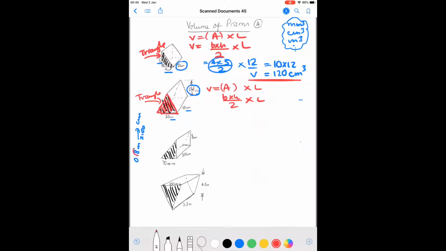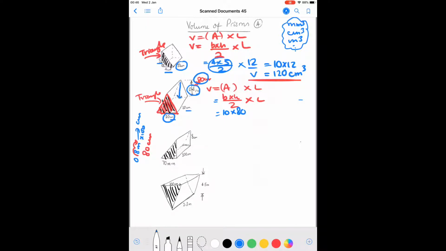So the 0.8, move it 2 places to the right. So that gives you 80 centimeters. Okay. So that is now 80 centimeters. So let's have a look. So the base is 10. The height is 80.